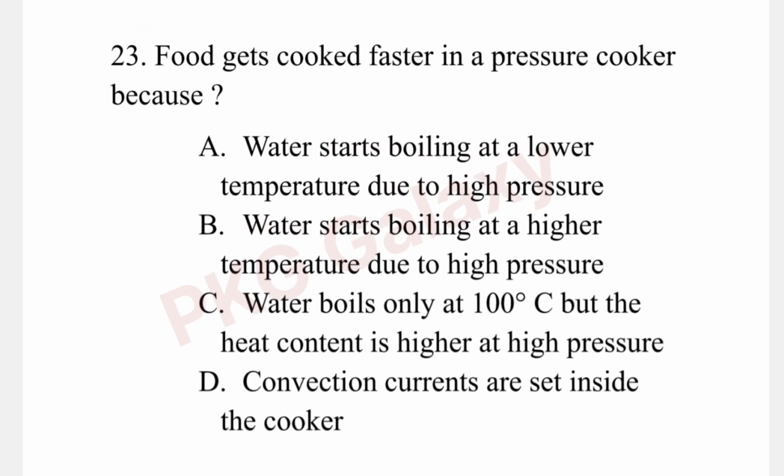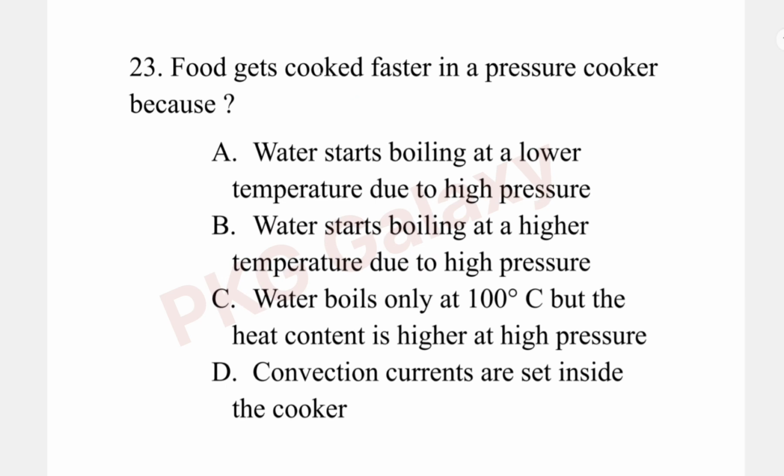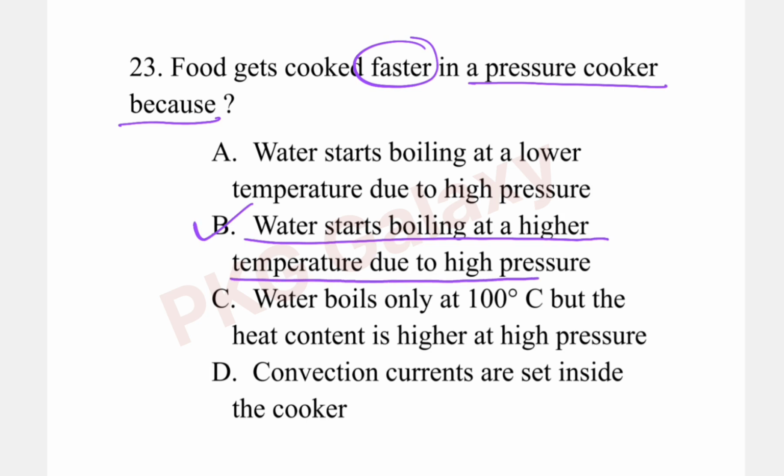Next question. Food gets cooked faster in a pressure cooker because. The correct answer is option B, water starts boiling at a higher temperature due to the high pressure.